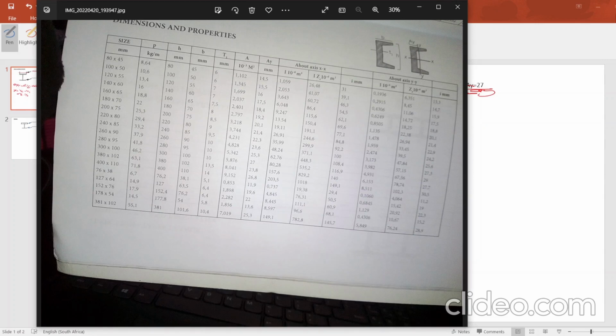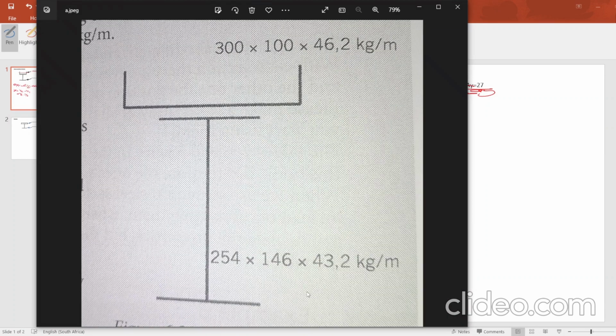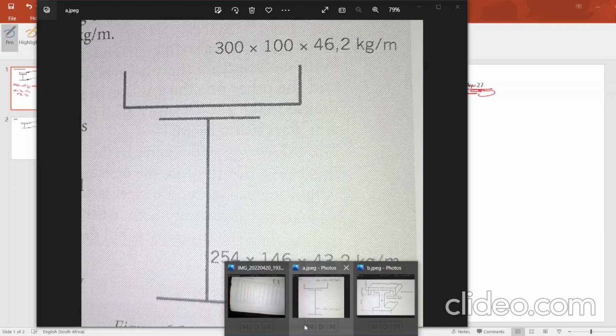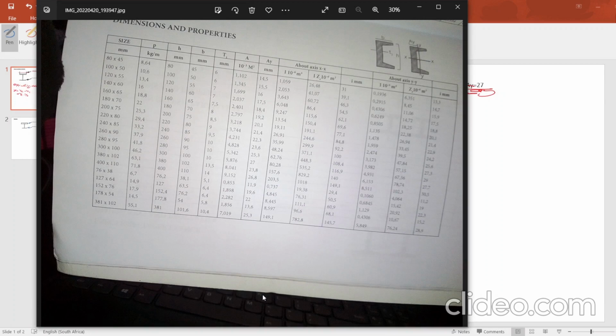The beam that we are working with is this one. Now, we will go to our hot roll and look for this dimension: 300 times 100 times 46,2. Right. Now, when you go to your hot roll, you can tell this is the channel that we will be working with. 300 multiplied by 100 multiplied by 46, comma, is it 46? Yes, it should be 46,2.